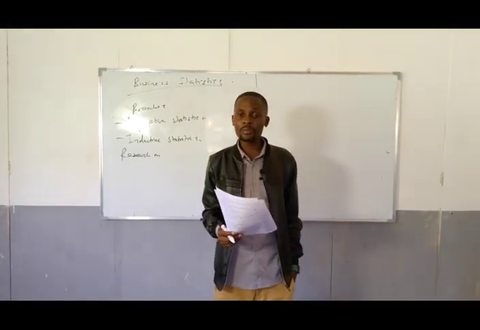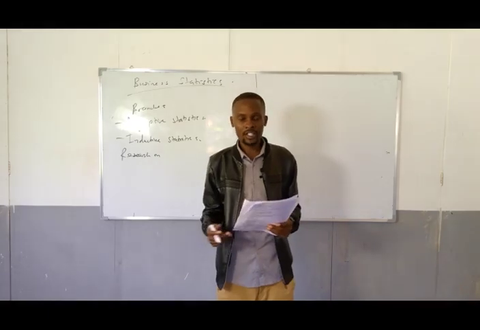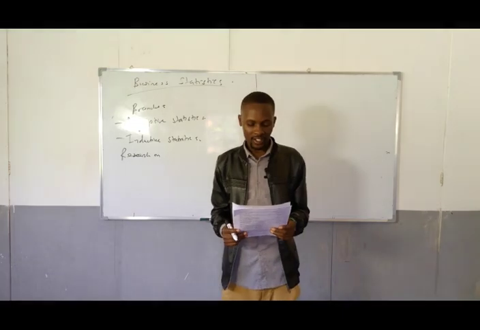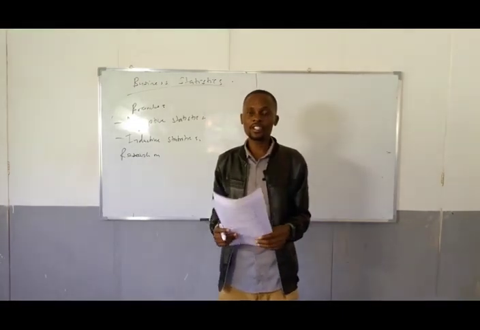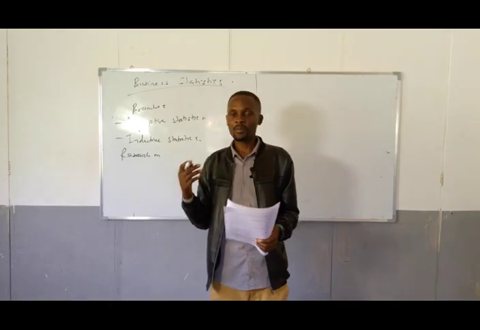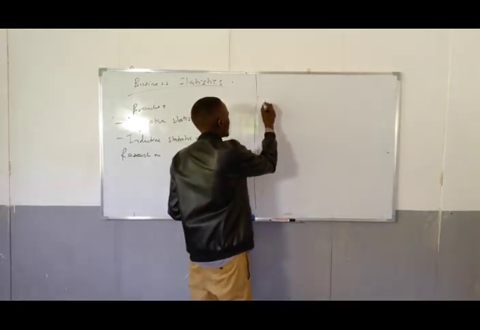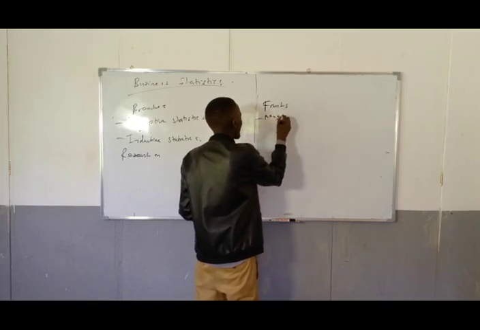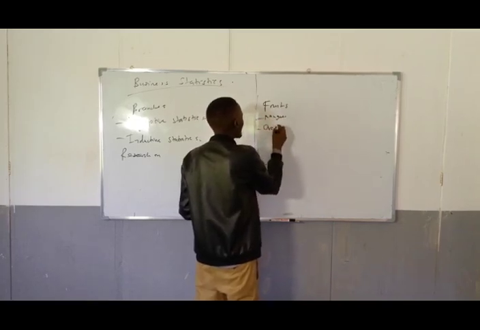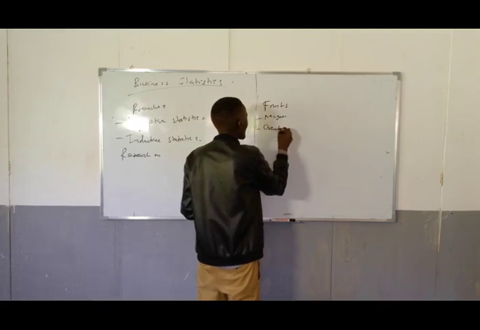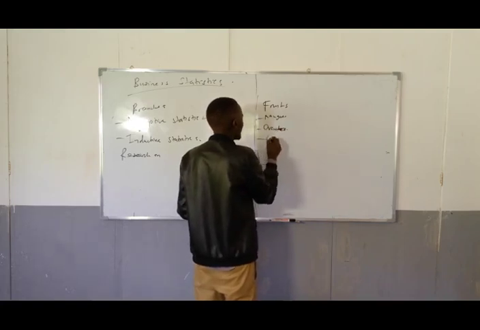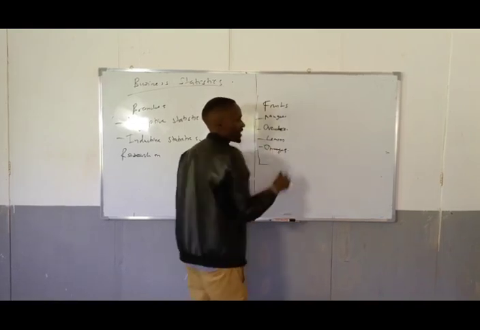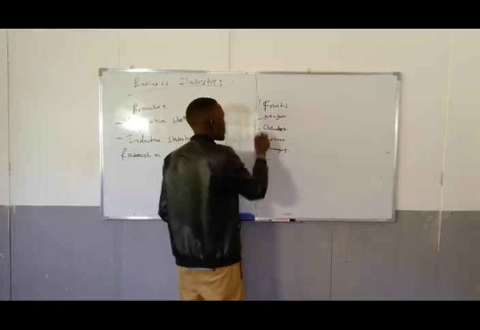Population refers to all objects or subjects possessing some common specified characteristics. For example, if we talk about fruits, under fruits we have mangoes, we have avocados, we have lemons, oranges, and others. So we can call this a population of fruits.